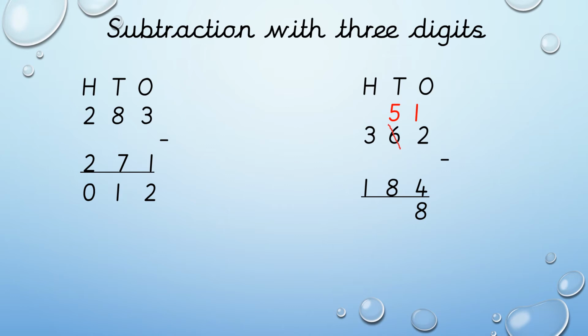We then do 5 tens take away 8 tens. Oh no, we can't, so we'll have to exchange from the hundreds. 3 hundreds becomes 2 hundreds, and one of our hundreds has been exchanged into the tens column to leave us with 150 take away 80. And that gives us 70, or 7 tens. Then to finish off, 200 take away 100 equals 100, and the answer is 178.